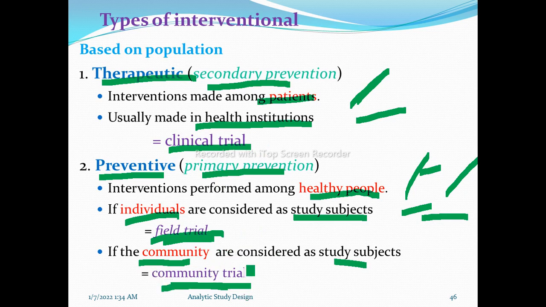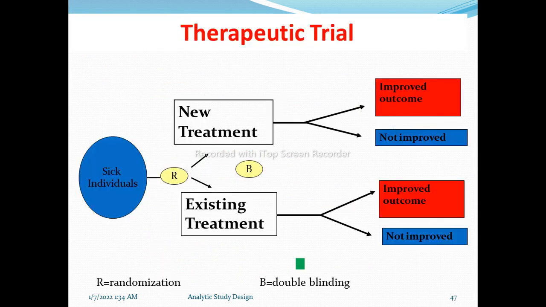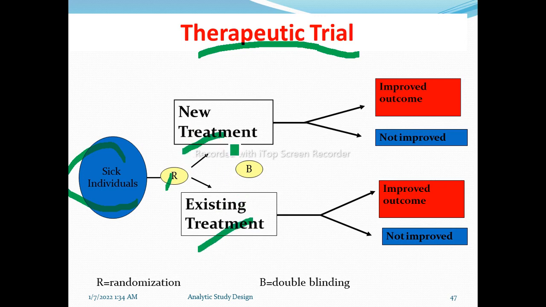The field trial and community trial are primary prevention or preventive studies, but the difference is that in a field trial the study subjects are individuals, while in a community trial the study subjects are the community. In the therapeutic trial, the study subjects are sick individuals who are selected and randomized into new treatment and existing treatment.